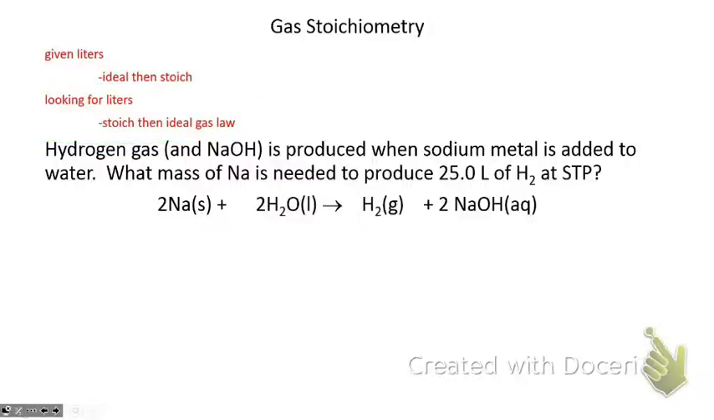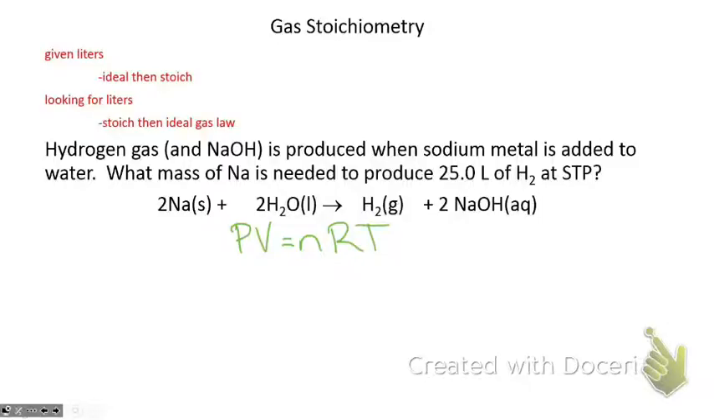When I read this problem, I clearly see a value for liters here. I am given liters. The value is right there. So this type of problem, I'm going to start by using the ideal gas law and then plug in my answer, use a little bit of stoichiometry to get my final answer here. So first thing I'm going to do is write out the ideal gas law. PV equals nRT. There it is.